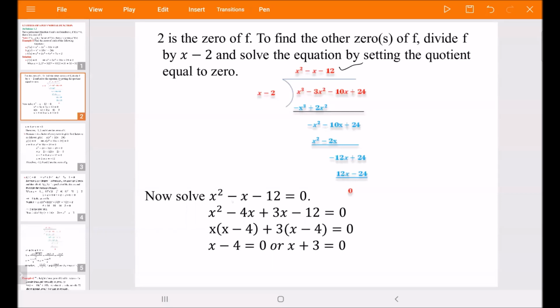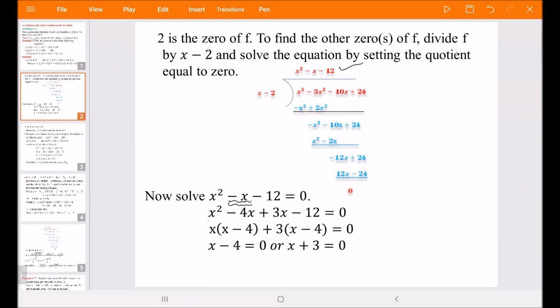Using those two integers, the middle term in this quadratic equation will be substituted by those selected integers. These integers are minus 4 and 3. Minus 4 times 3 is minus 12. Minus 4 plus 3 is minus 1. So the middle term is x squared minus 4x plus 3x minus 12.